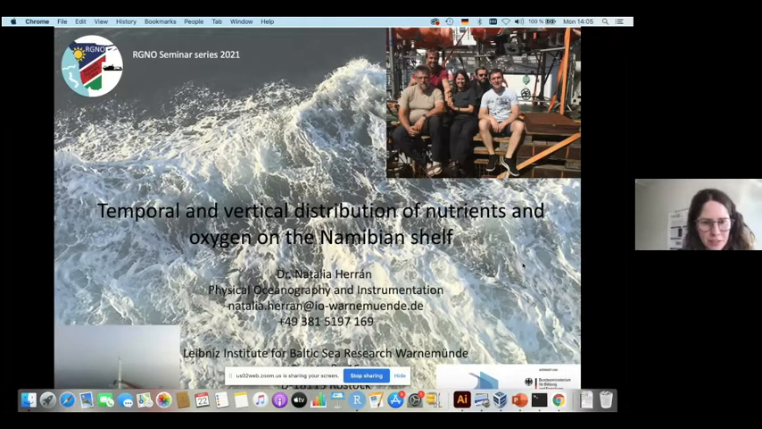I will be talking today about the temporal and vertical distribution of nutrients and oxygen in the Namibian shelf. This is a project embedded in the EVAR project. On the top, you see a picture of the team that we were collecting data with at the last Meteor cruise, in 2019, here in the Namibian shelf.